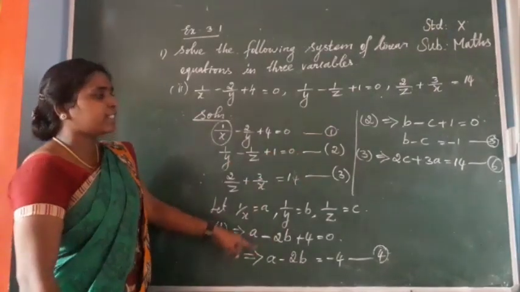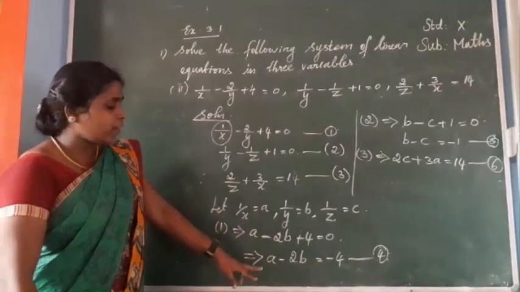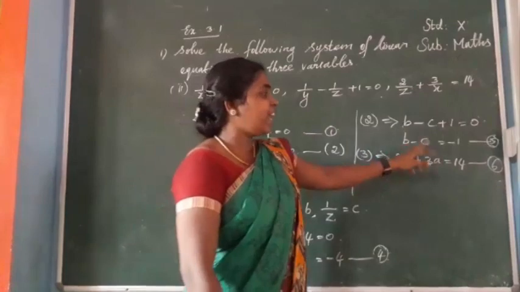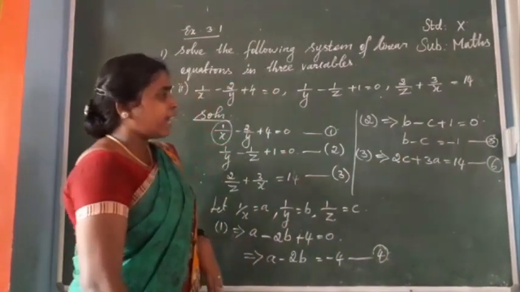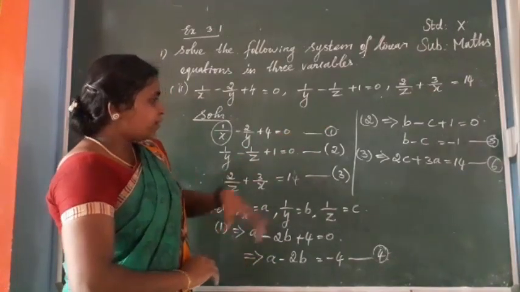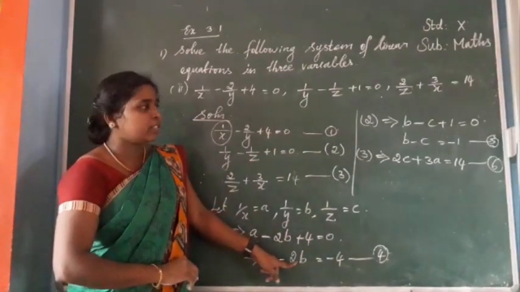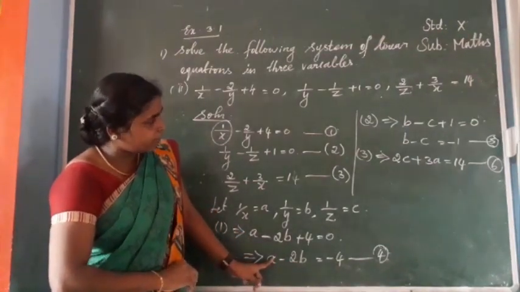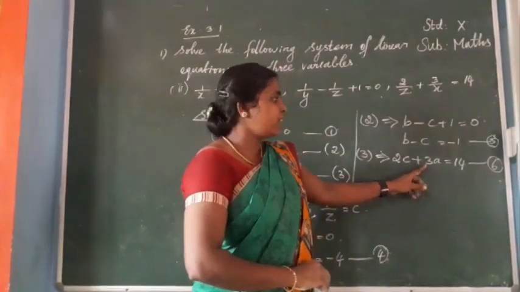Now we are going to use these three equations only. In the fourth equation there are two unknown variables, a and b. In the second equation, b and c. In the third equation, c and a. So we cannot solve directly. Now we are going to use equations 4 and 5. Using them we can eliminate the variable b, then we will get an equation in a and c. Next we can use this equation and solve.